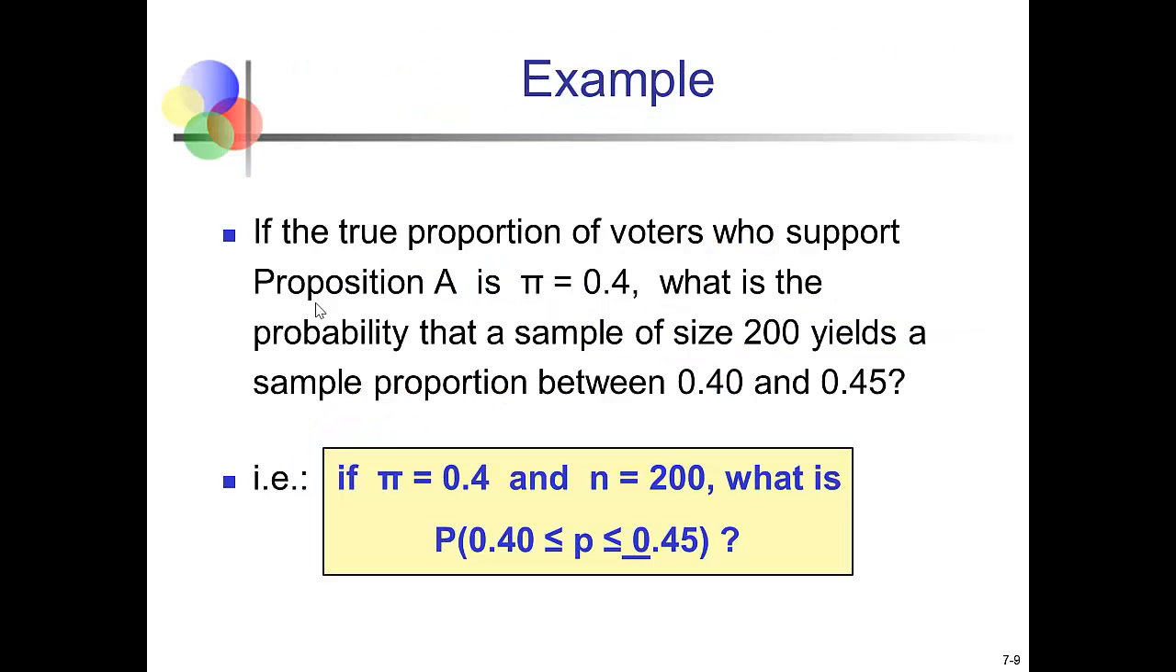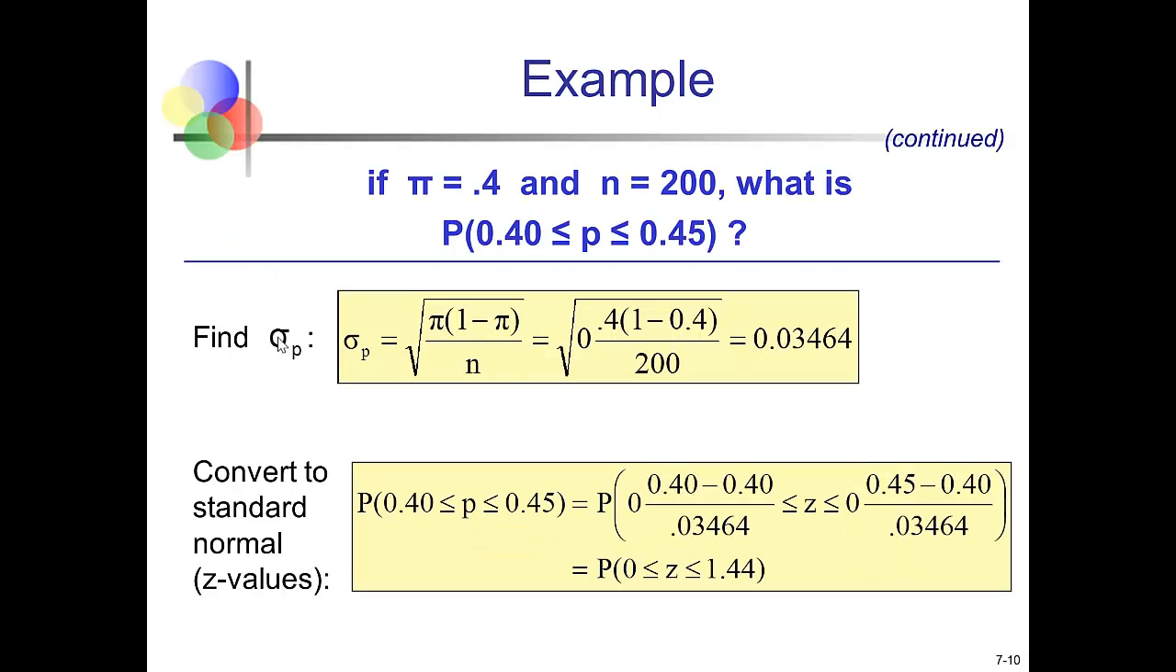Here's another example. If the true proportion of voters who support Proposition A is 0.4, or 40%, what is the probability that a sample of size 200 yields a sample proportion between 0.4 and 0.45, or that a sample of 200 would have 40 to 45% of the voters supporting Proposition A? So given our population proportion of 0.4 and our sample size of 200, what's the probability of being between 0.4 and 0.45?